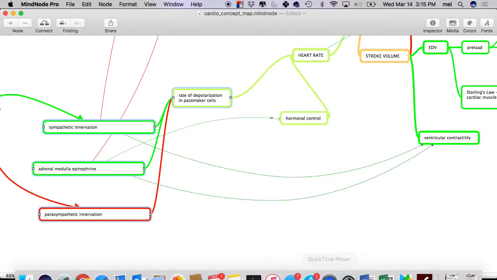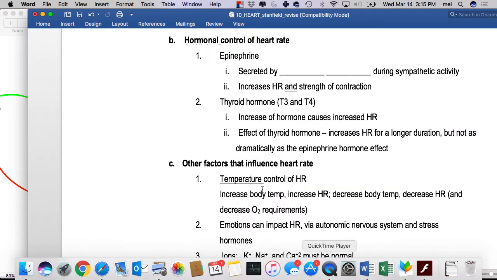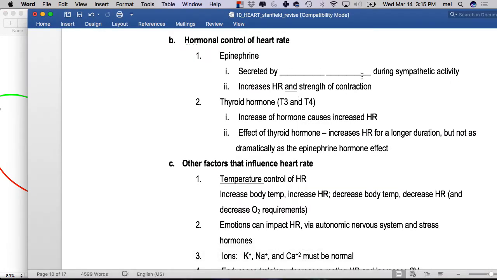So adrenal medulla epinephrine. Epinephrine is secreted by the adrenal medulla during sympathetic activity, and it increases both heart rate and strength of contraction. Yes? And then thyroid hormone, T3 and T4, not super important for a regulatory hormone, but I just want to tell you that since thyroid hormone increases metabolism of all tissues, it also increases the metabolism and therefore the heart rate.